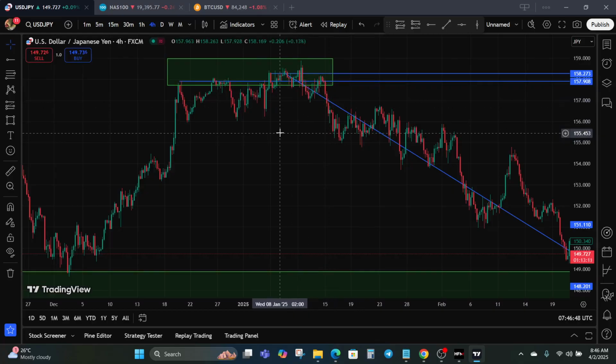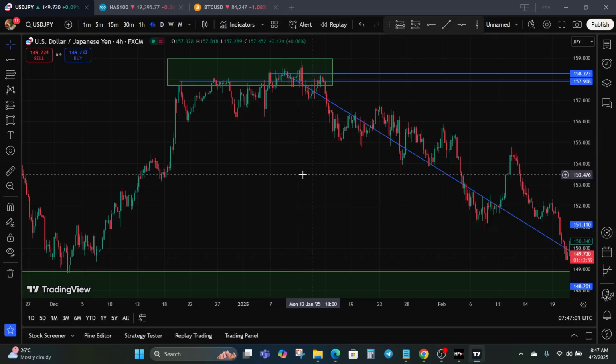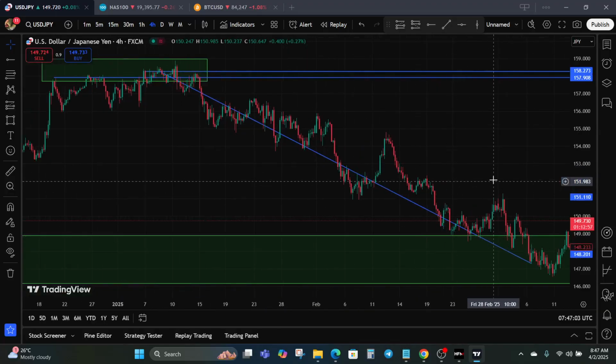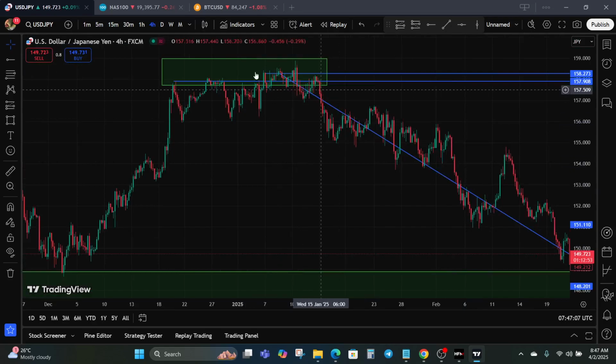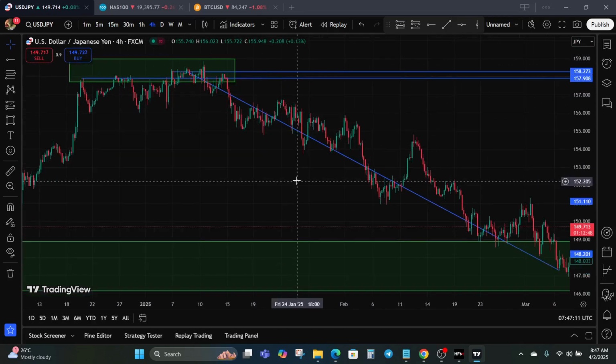Now, supply and demand traders don't just mark random support and resistance zones. They focus on where price will actually react based on order flow and institutional interest. Now, a supply zone forms when price drops aggressively from a level. You can see what happened here. We had a supply zone around here because of an aggressive drop showing heavy selling interest.